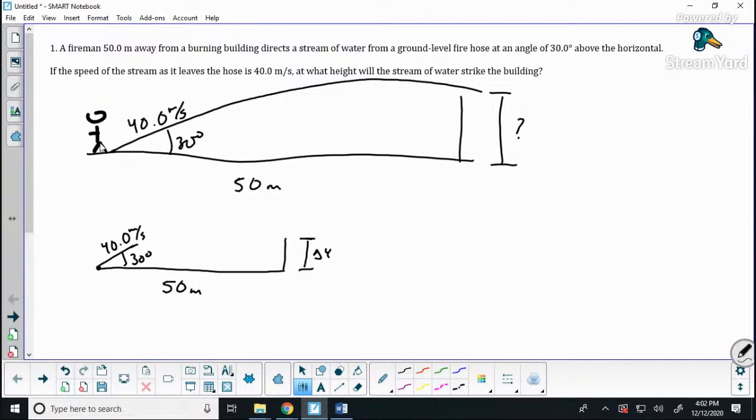And then I always list out the information I'm given. So I know the change in distance along that horizontal is 50 meters. I know that theta is 30 degrees. And I know that the velocity in the resultant is that 40.0 meters per second.